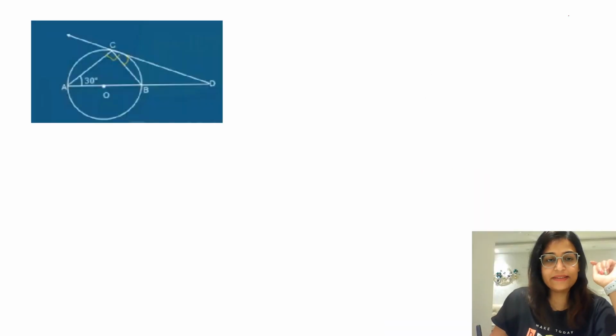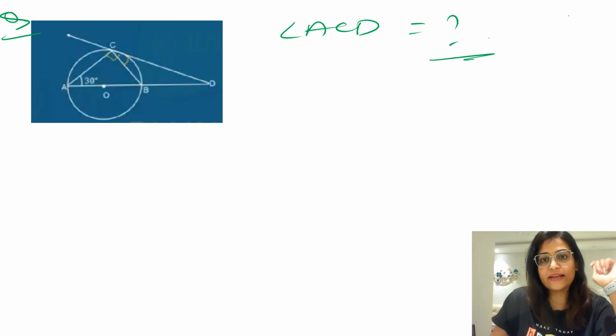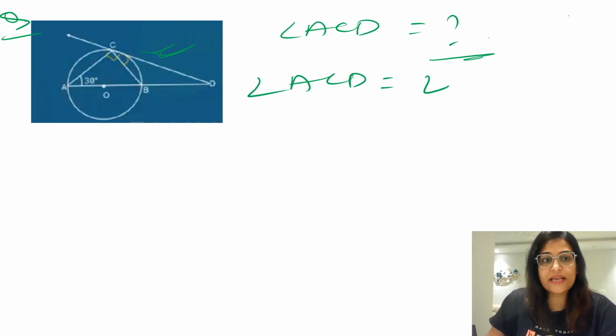The problem says that in this particular problem, angle BAC is given as 30 degrees. We have to find out the angle ACD, correct? Here I can see CD is the tangent, and the required angle that we need to find is the sum of two angles. So I can write angle ACD is angle ACB plus angle BCD. This is the sum of these two angles, right?